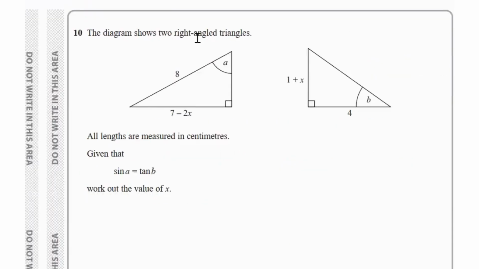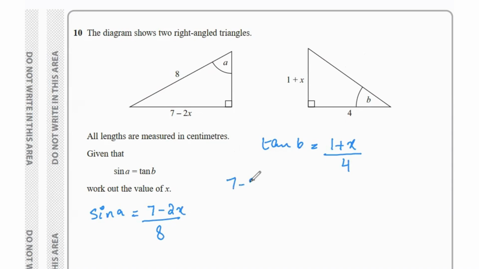Question 10 says the diagram shows two right angle triangles. All lengths are measured in centimeters. Given that sine A equals tan B, work out the value of x. Sine is basically opposite over hypotenuse. Opposite is the length opposite to the reference angle, and hypotenuse is the diagonal. So sine A is going to be 7 minus 2x divided by 8. And tan B is going to be 1 plus x over 4, because tan is opposite over adjacent. Adjacent is the length on which your angle lies.